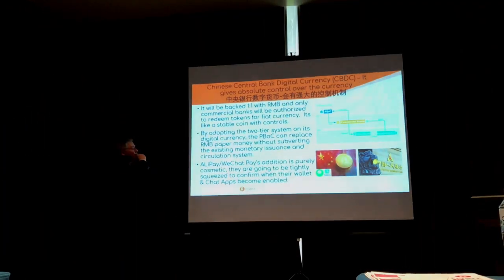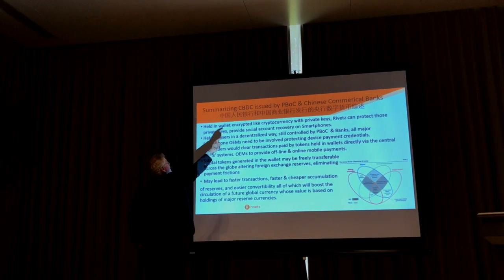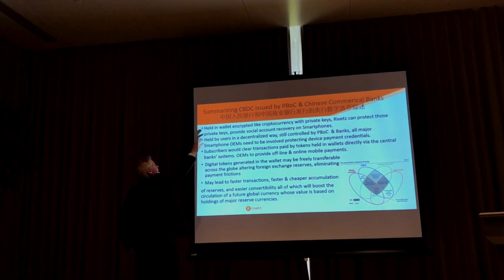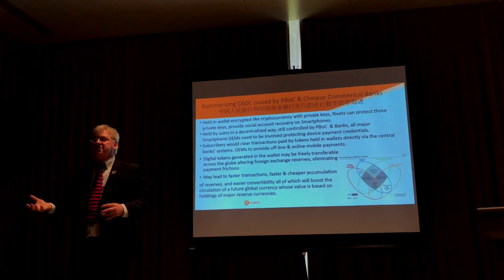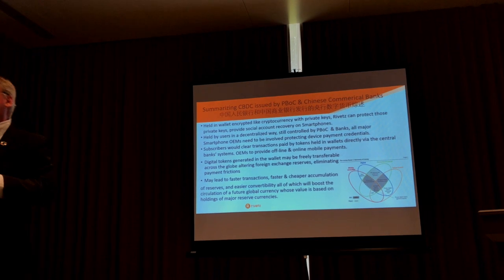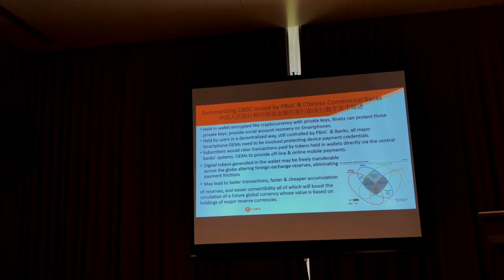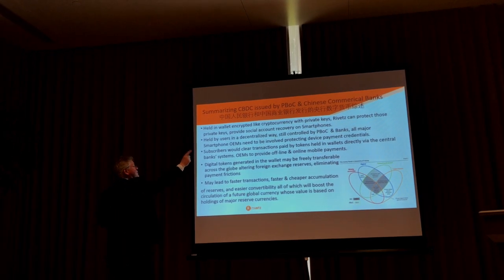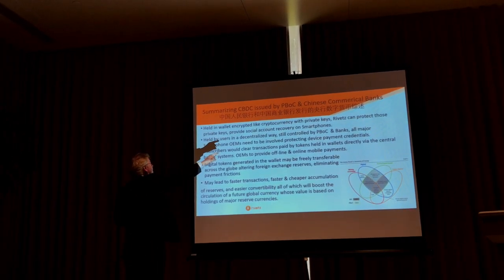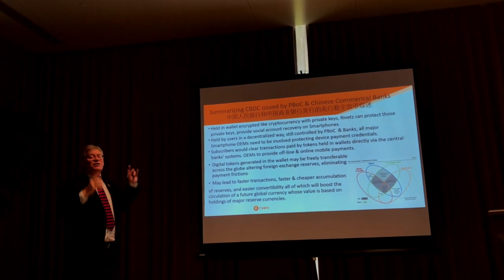Next. So this is the final slide. I'm summarizing CBDC, which means central bank digital currency. Let's just call it digital currency. Let's not call it cryptocurrency, although it is cryptocurrency. Anything that's being used for payment on a smartphone uses cryptography, so it is cryptocurrency. It's held in the wallet, encrypted like cryptocurrency with private keys. We can protect it. Held by users in a decentralized way, but controlled by PBOC.